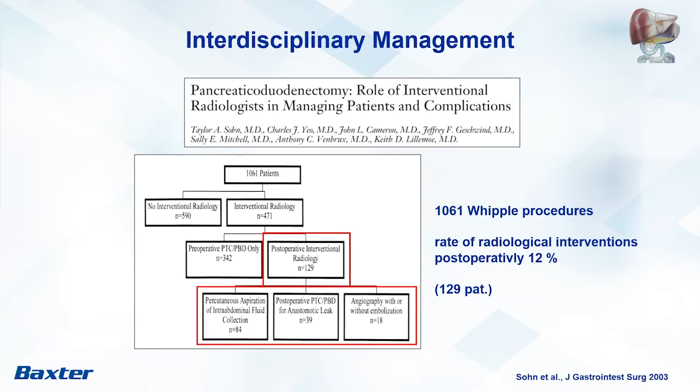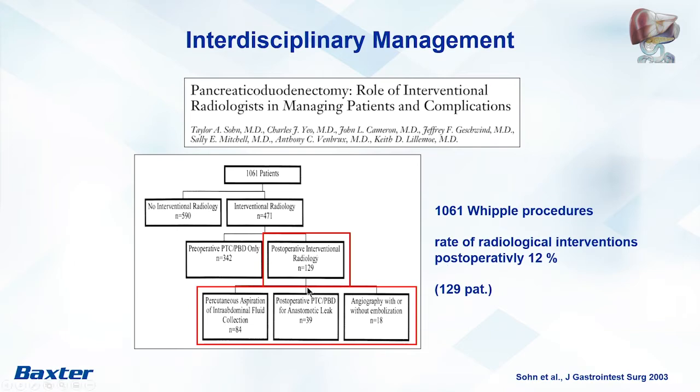Now, we already heard in the beginning of the session about the impact of interventional radiology, and I think this is a key thing to handle pancreatic fistulas. Very old paper from the US, but what you can see here is you have 10,000 Whipple procedures. 12% of these patients needed some radiological intervention, and you can imagine, otherwise you would have done reoperations on all of these patients to handle these complications if you had no interventional management.